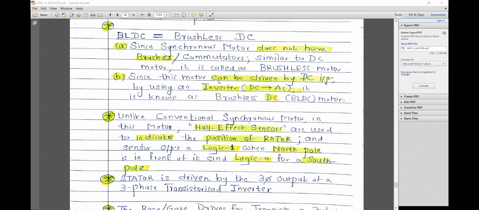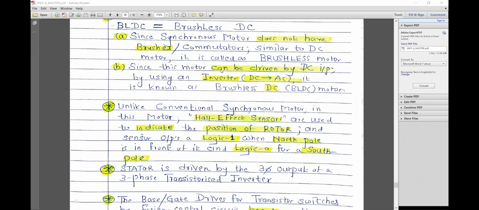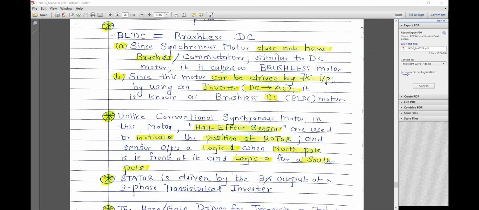So why does this motor get the name BLDC, brushless DC motor? I've written that a synchronous motor does not have brushes or commutators similar to DC. If you study the construction of a DC motor, it has what is called a commutator and brushes. Okay, so commutator is also known as brush. Because a synchronous motor does not have brushes, that is why it gets the name brushless motor. Okay, brushless. Is it clear? Yes, sir. And as such, a synchronous motor being an AC motor, it needs an AC supply.